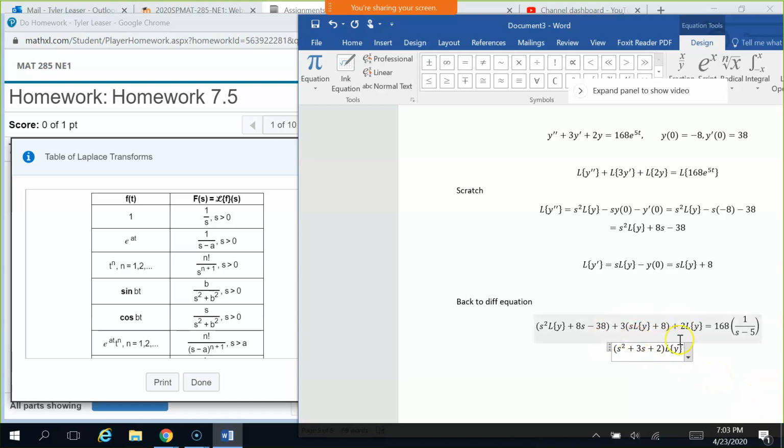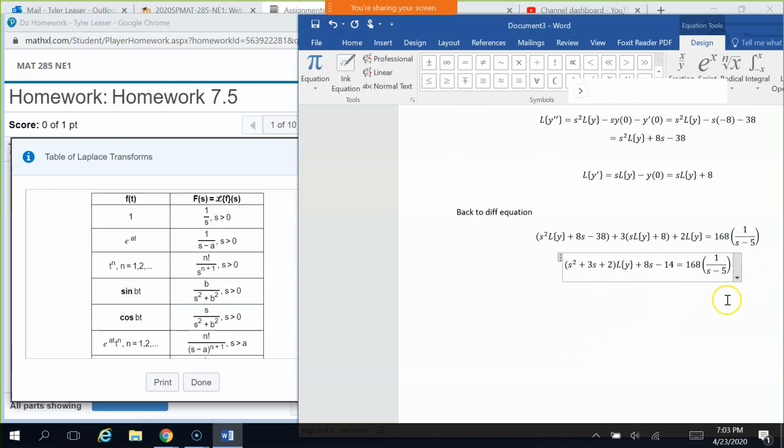We do have some other stuff floating around that we can probably combine together. We have this plus 8s, which is doing nothing. We have a negative 38, and over here a plus 24, which is a negative 14. Then we still have the right-hand side. Moving all that other stuff over, so just subtracting the 8s and adding the 14.